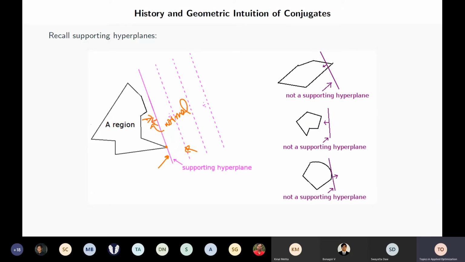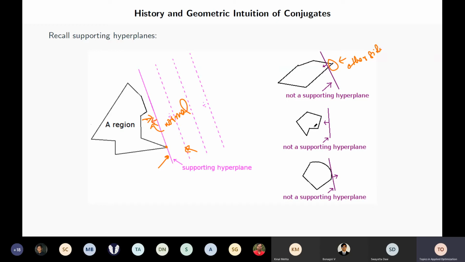Okay, so we have seen that before. These are some examples where it's not a supporting hyperplane, because if I draw this, then first of all, some part of the domain is on the other side. Hence it's not a supporting hyperplane.